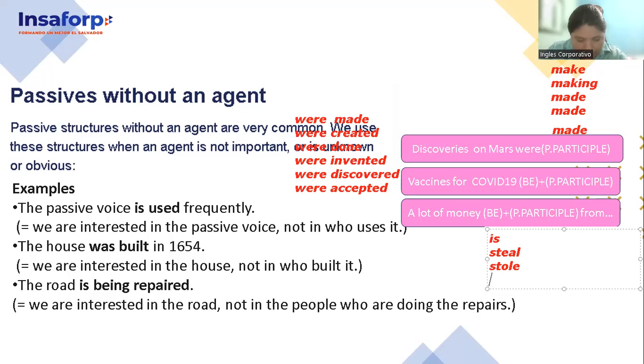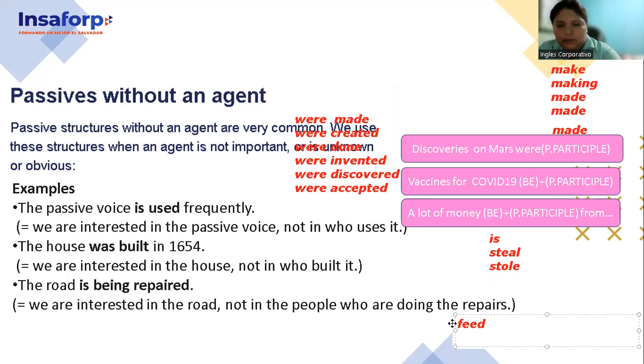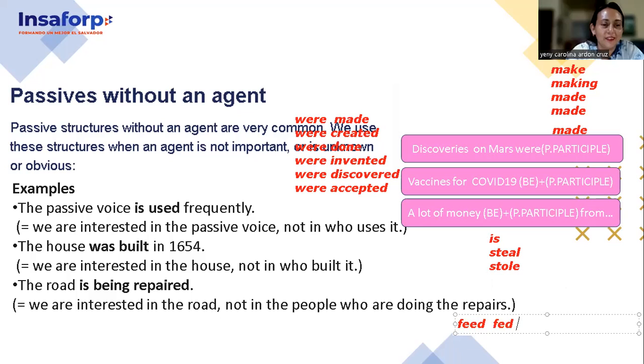Okay, what is the past form for the verb feed? Feed, alimentar. What is the past form? Búsquenlo ahí en la lista. It's like number 20. Alimentar. Feed. ¿Lo encontraron? So let me write it over here, okay? Feed. The past form. ¿Cuál es la forma en pasado? Fed. And the participle form. Fed. Y la forma de participio, fed.